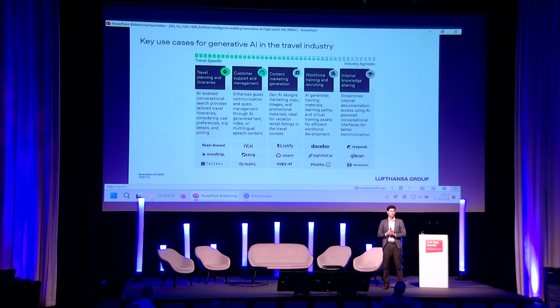Next use case is actually something that we all think about. It's basically surface level, which is customer support and management. Whether you are a guest at the hotel and you would like to understand how to get an iron or a toothbrush in your room, or you had a connection that you missed with your flight, you will always need the help of humans.